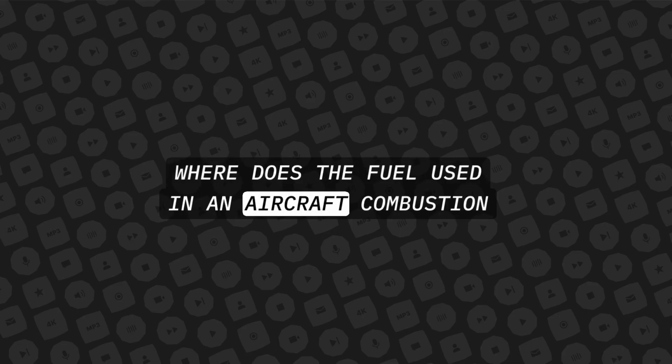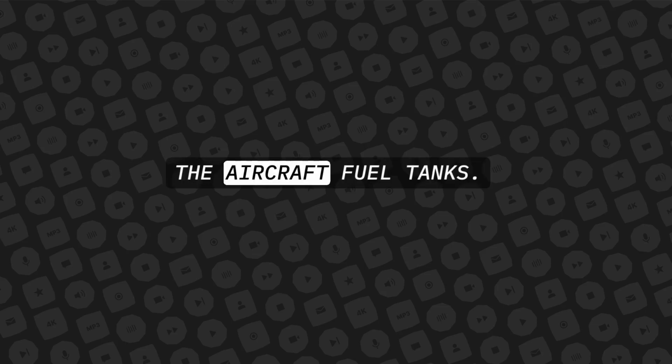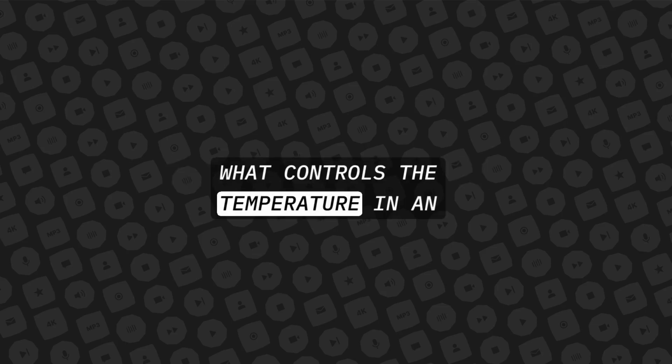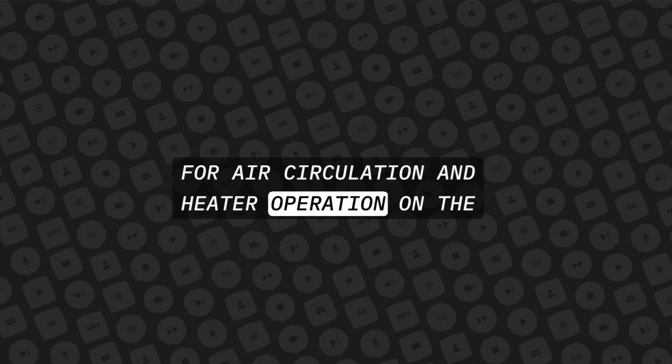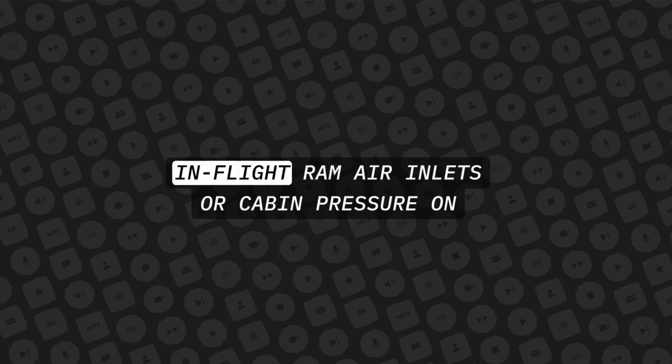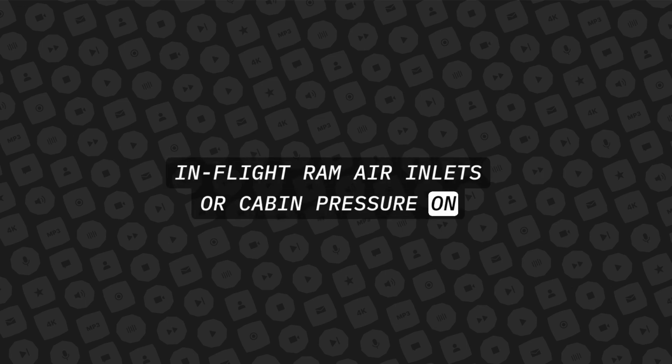Where does the fuel used in an aircraft combustion heater come from? The aircraft fuel tanks. What controls the temperature in an aircraft cabin that is heated with a combustion heater? A thermostat. What are the sources for ventilation air in a combustion heater? For air circulation and heater operation on the ground, a blower is used. In flight, ram air inlets or cabin pressure on pressurized aircraft.